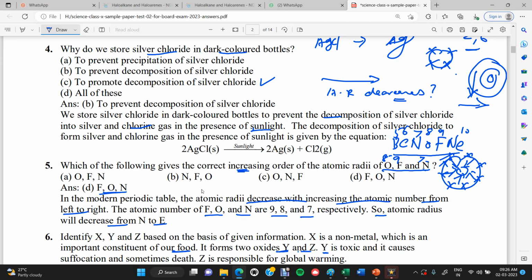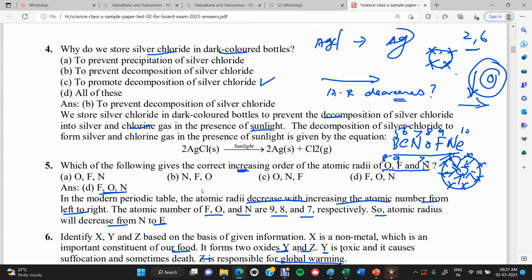So Y, if you inhale, it is a gas. It is an oxide formed by X. When you inhale that, it suffocates and sometimes causes even death too. Right? Z is responsible for global warming. This is the key clue you are having here. Global warming in the sense.